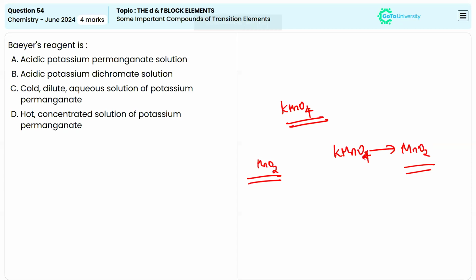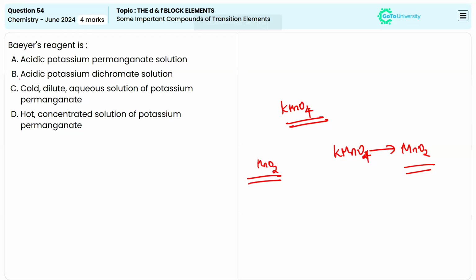So this is the test to identify the presence of unsaturation. If the compound is unsaturated, the purple color will disappear, and the result of the reaction will be a brown precipitate of manganese dioxide. If it is a saturated hydrocarbon, an alkane, the reaction will not take place and potassium permanganate will remain unchanged. So from these options we can find the correct answer, that is potassium permanganate.